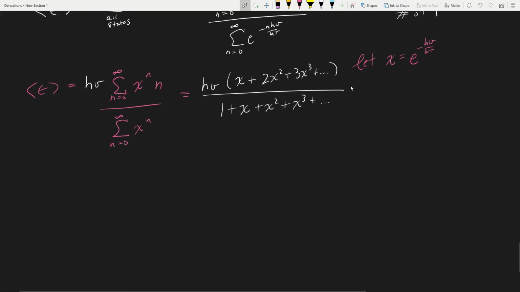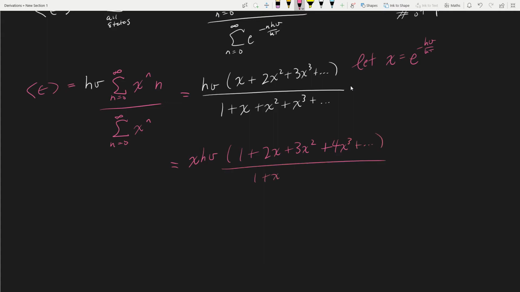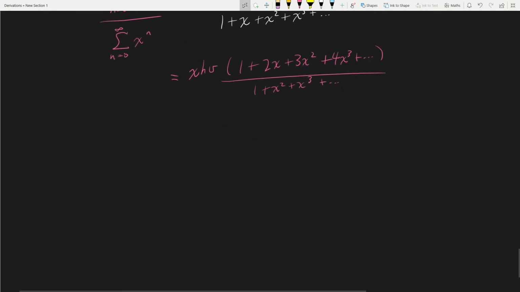We're actually going to take out an x on top. So that's the first thing we're going to do. We're going to take out an x. So we get x times (1 plus 2x plus 3x squared, and I'm going to write out one more term, plus 4x cubed, and so on). And then the bottom is the same, 1 plus x squared plus x cubed, and so on. So I'm going to quickly show what these series are.